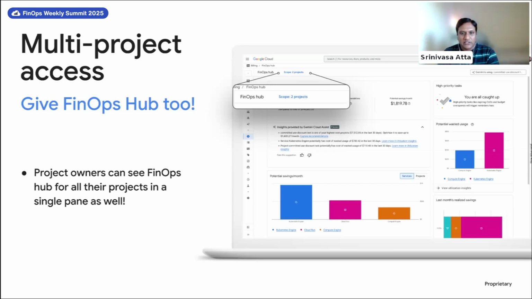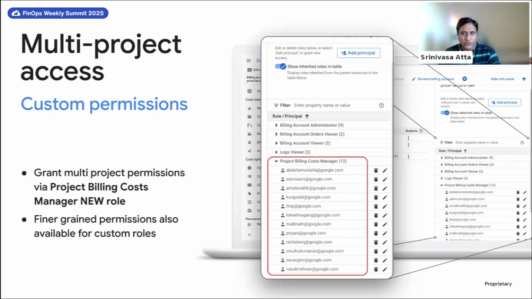This is still in private preview, as you can see, through the new project billing cost manager role, without being a billing administrator. But for folks who use custom roles, we also have fine-grained permissions you can enable as well. Given this is a big change for us in our permissions, we are actually gating this with a sign up form.